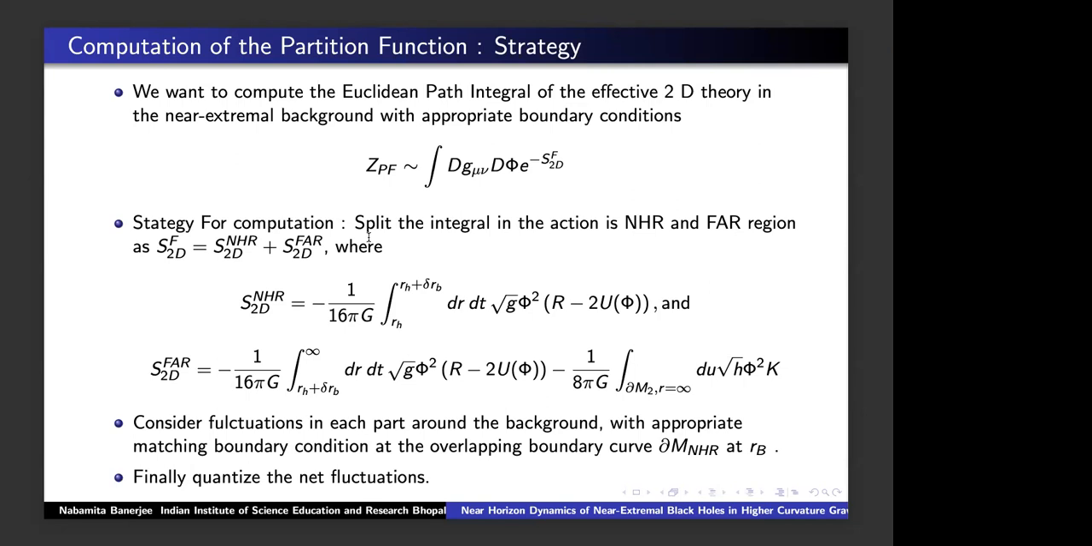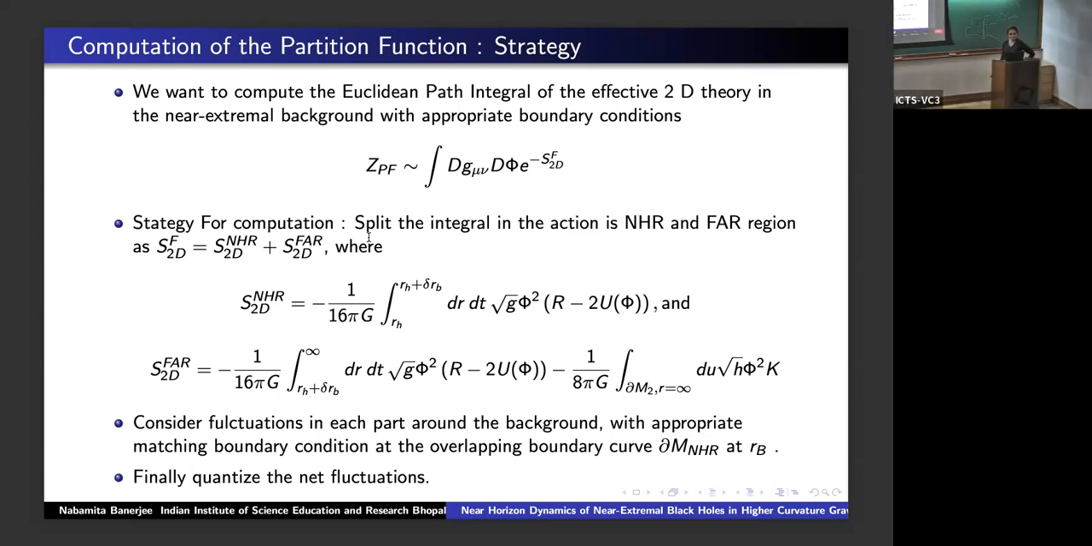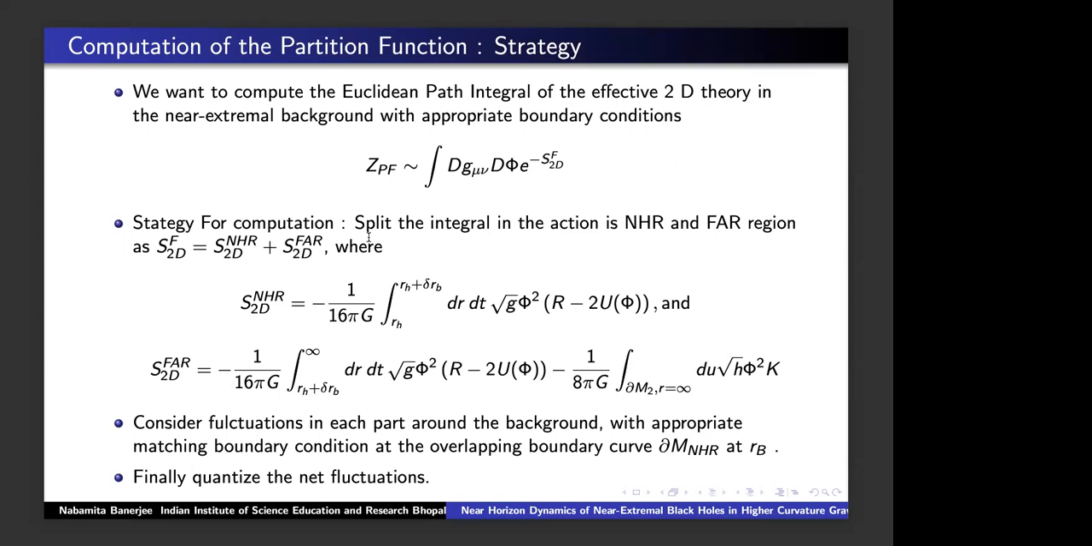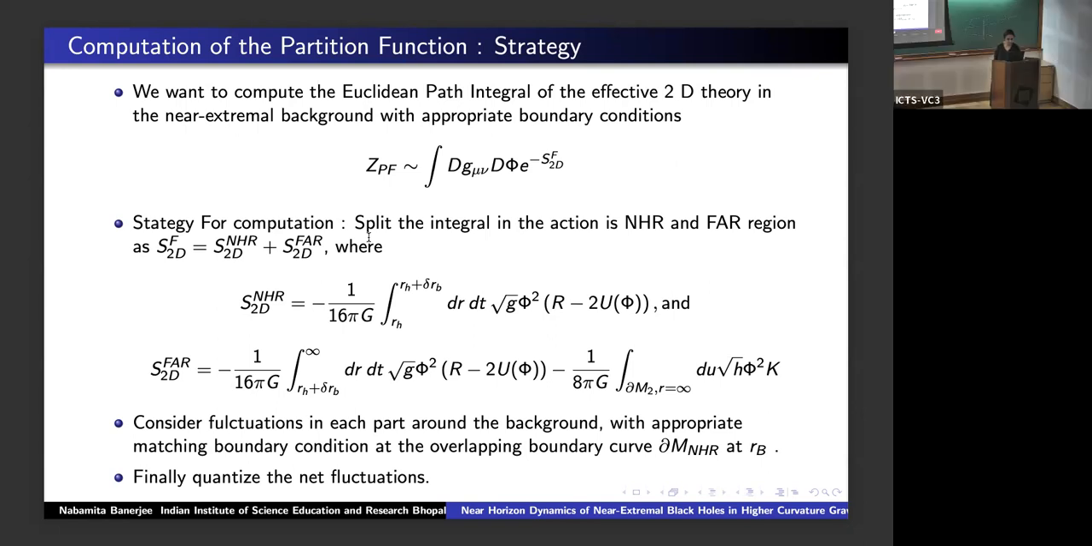Not the Gibbons-Hawking term, but the Gibbons-Hawking analysis. In the Gibbons-Hawking paper, do they consider only the exterior of the black hole, or do they consider the entire space-time? Sorry, Somdata, maybe you can ask this later.